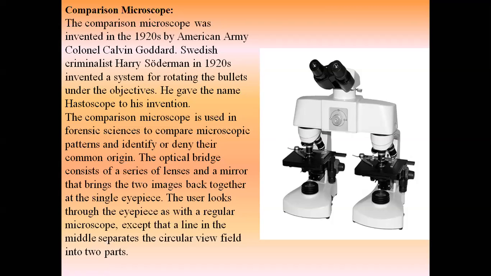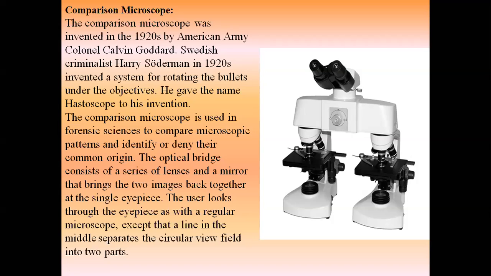Okay, so actually I will show you that microscope some other day. In that comparison microscope, this particular thing is there, that is, the system for rotating the bullets under the objective. So you hold the bullet or the cartridge on the stage with the clipping, and you can rotate that bullet or cartridge at the same time, and match the scratches or the markings that have been developed on it.